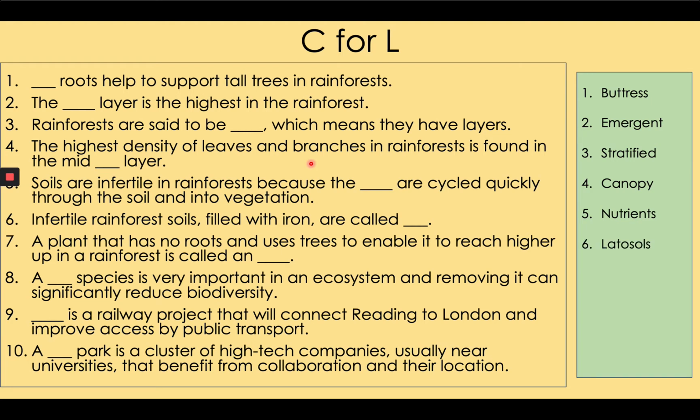7. A plant that has no roots and uses trees to enable it to reach higher up in a rainforest is called an epiphyte. 8. A keystone species is very important in an ecosystem, and removing it can significantly reduce biodiversity. 9. Crossrail is a railway project that will connect Reading to London and improve access by public transport. 10. A science park is a cluster of high-tech companies, usually near universities, that benefit from collaboration, working together, and their location, near transport. Give yourselves a mark out of 10.